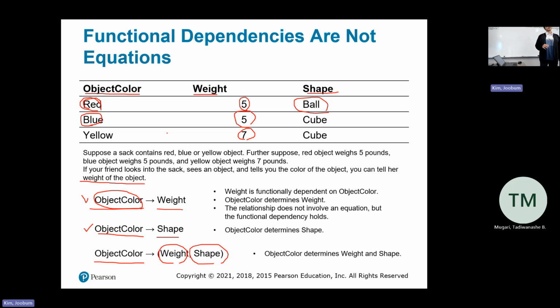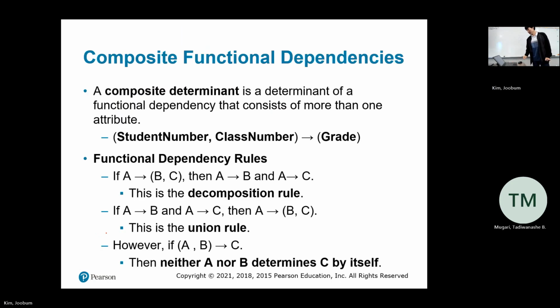We can say it is functionally dependent. So an important concept is the determinant. The determinant is related to the key. Okay? So the left side is called the determinant. Okay. And then one more: composite determinant means a determinant consists of more than one attribute.